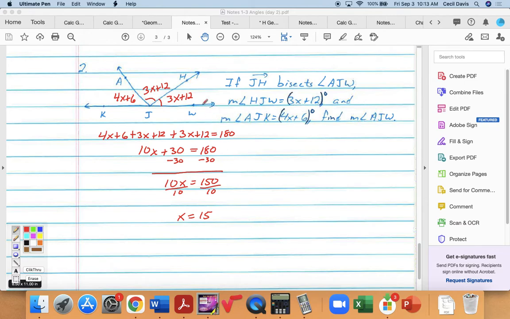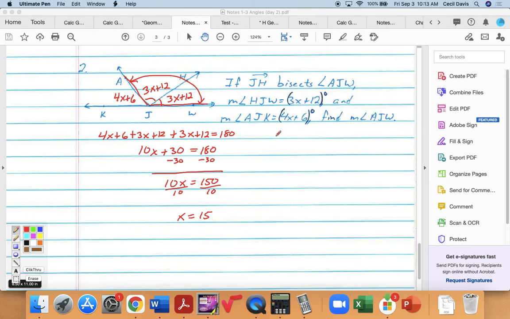I want the measure of angle AJW. That's this whole big angle. There are several ways that you can do that. I'll take a volunteer to tell me one way that you could find that. Yes, Morrissey? Add them. Who are them? You're going to have to always be very specific.